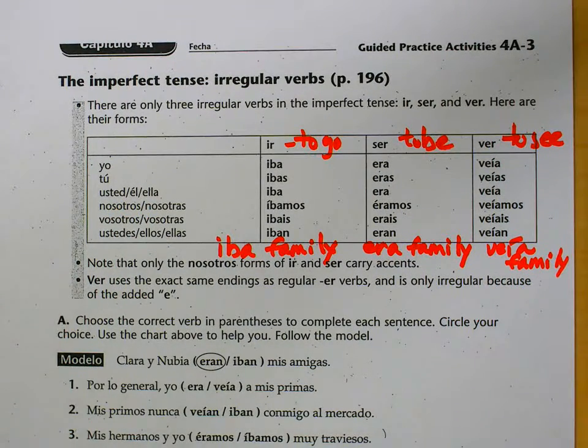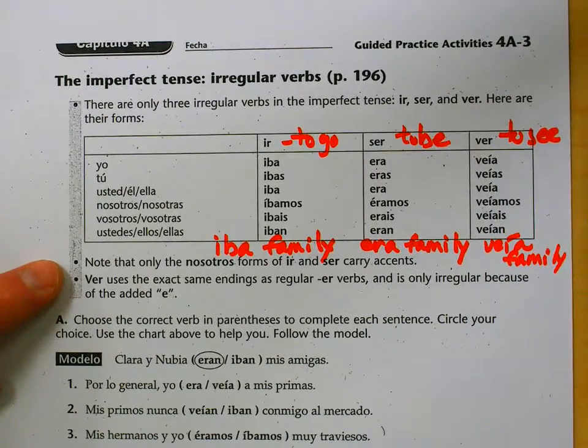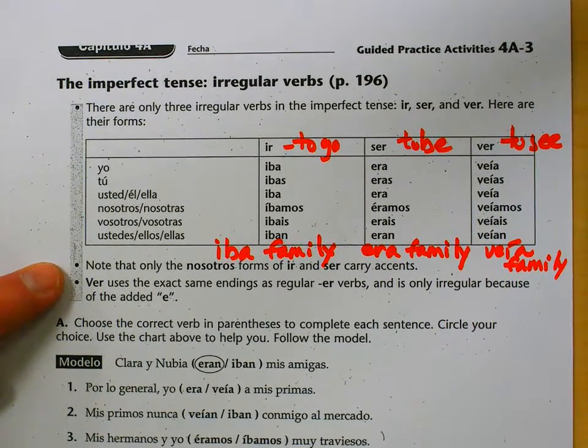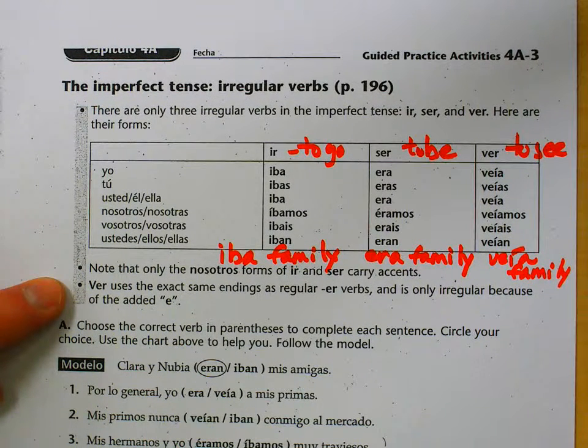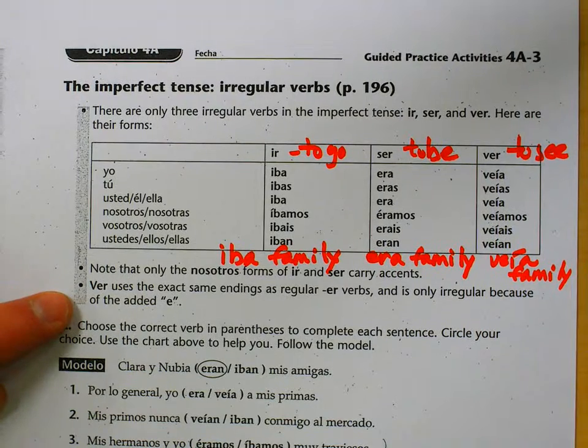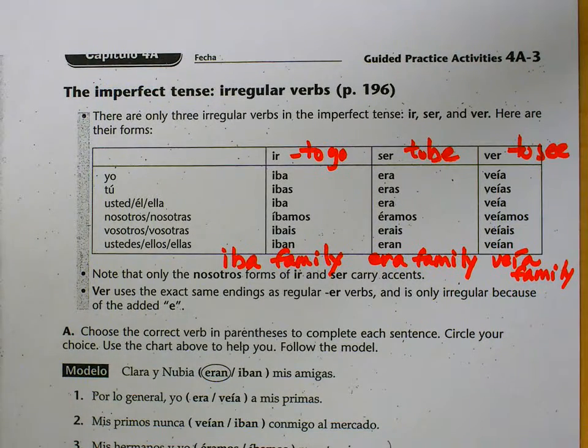Notice here, the two dots there. It says note that only the nosotros forms of ir and ser have accent marks. And notice that ver uses the exact same endings as regular er and ir verbs because the e is added. Okay, try to do activity A and then I'll be back.